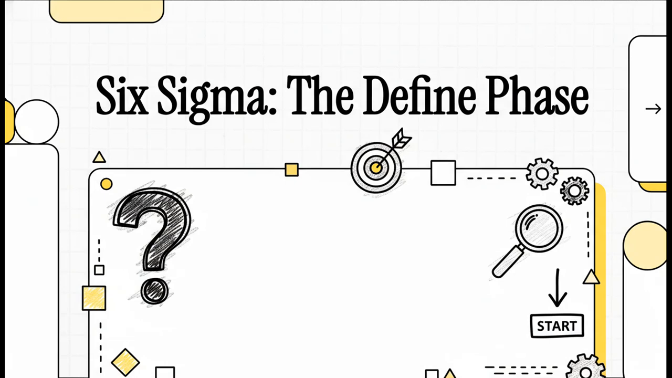All right, let's dive into what might be the single most important step in any big project, getting the problem right from the very beginning. We're talking about the define phase of Six Sigma. Nailing this one step can save you from a world of wasted time, money, and effort. So let's get into it.